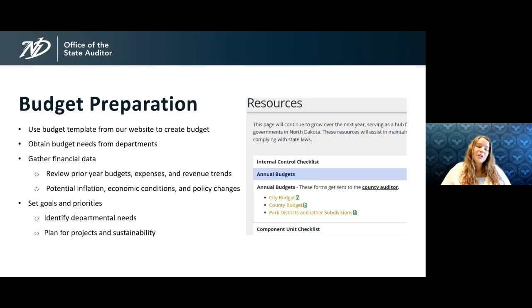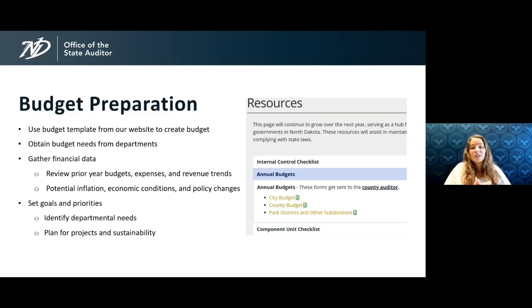Going into budget preparation, this might be a little bit late because I think you had to have your budget submitted already. But use the budget template from our website to create your budget. I do know that the Association of Counties now has their 3% tax cap budget form, and that's just an additional form. You still need your original budget form, but you would need that as well.